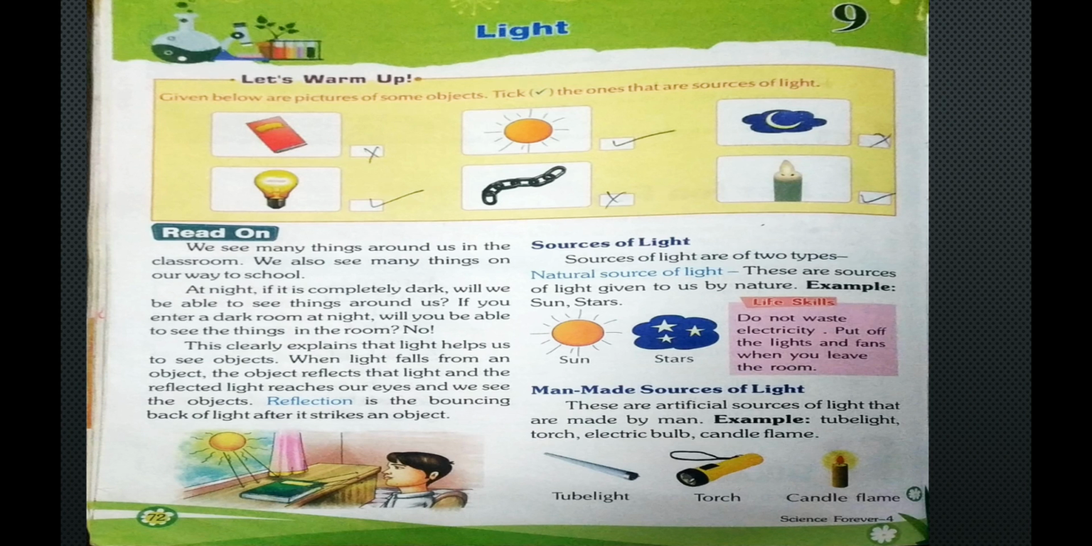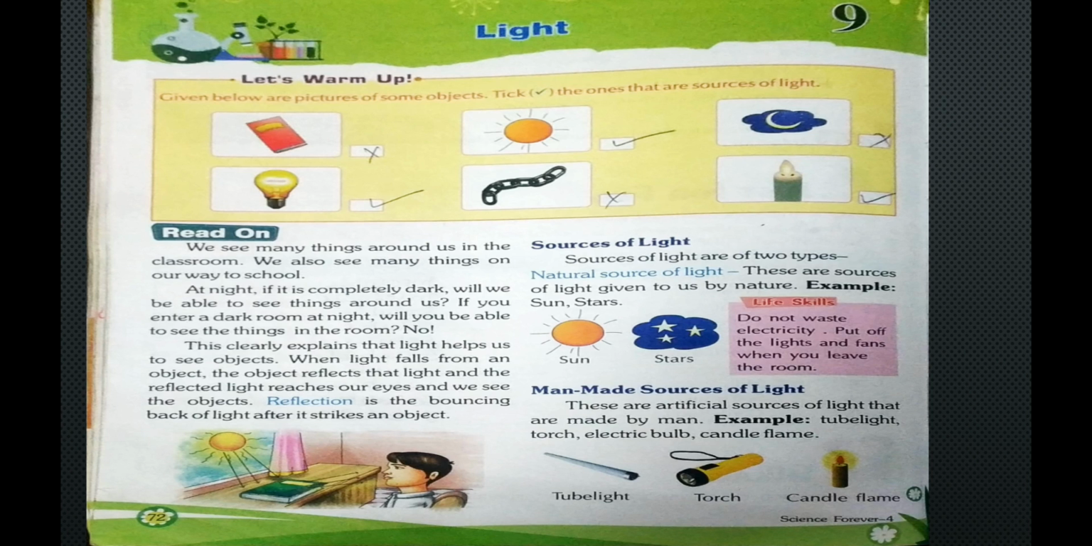We see many things around us in the classroom. We also see many things on our way to school. At night, if it is completely dark, will we be able to see things around us? If you enter a dark room at night, will you be able to see the things in the room? Your answer will be no. When we enter a dark room, it means there is no light. We are not able to see anything.